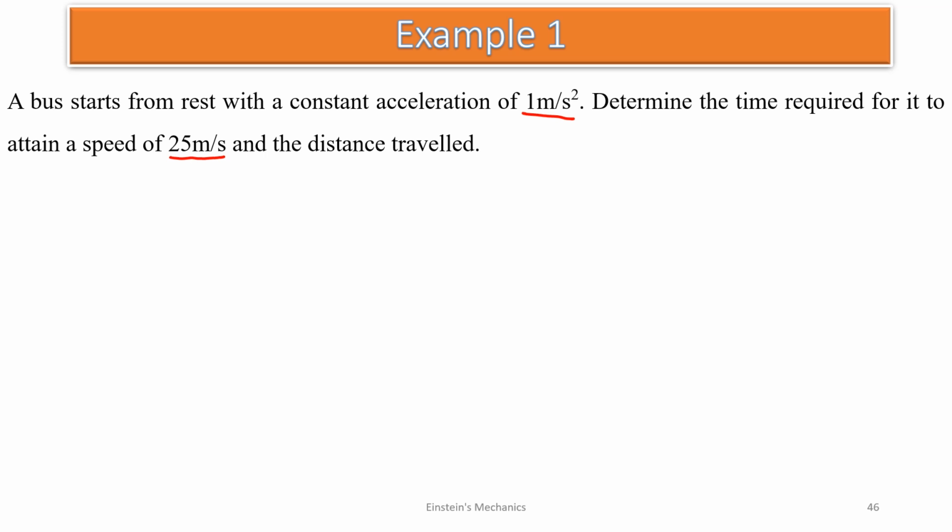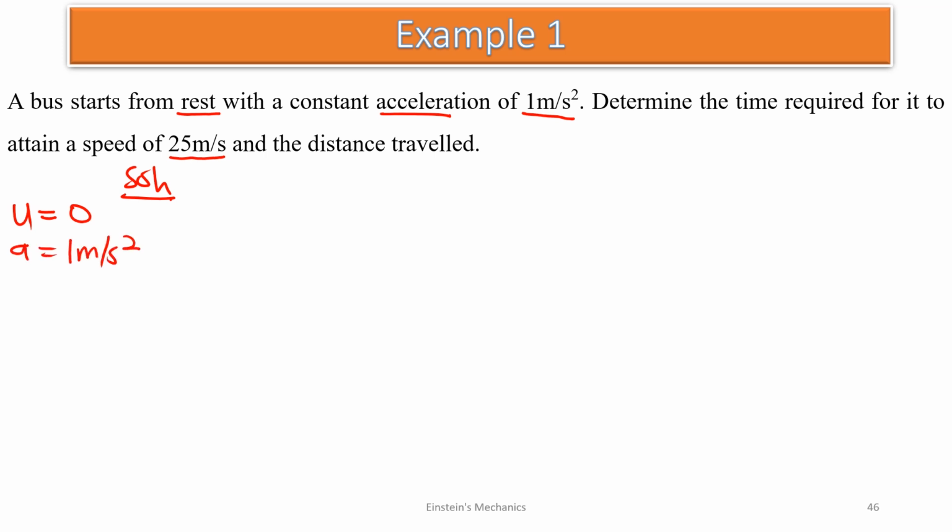So first, we are seeing that the bus is starting from rest. Pay attention, from rest. So from rest means we are going to have our initial velocity, mostly we refer to initial velocity as 0, right? And it has an acceleration of 1 meter per second square.